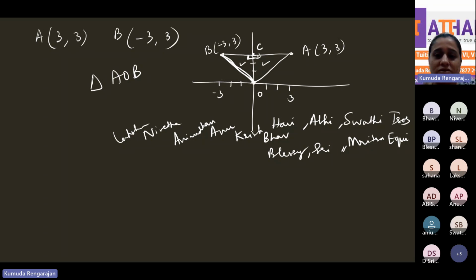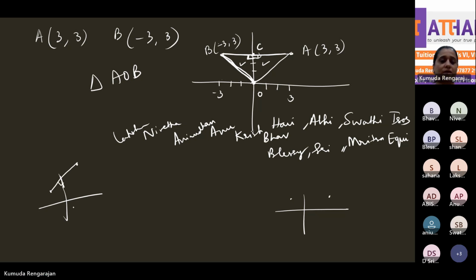Why? When you connect these two points, with 3 and 3, it will go parallel to the x-axis. It's not that one point is at a lower level and the other is at a higher level. You're not going to connect it like this. If it were like that, then I couldn't say this is 90. You can see that the two points, B and A, lie on the same level. This is 3. So when you join AB, it will be parallel to the x-axis.